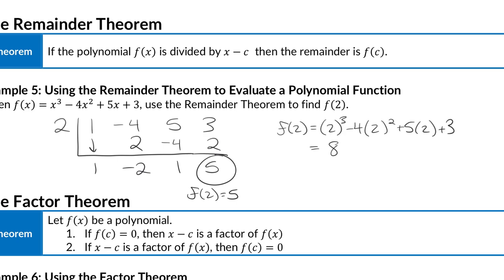2 to the third power is 8. 2 squared is 4. 4 times 4 is 16. 5 times 2 is 10 plus 3. 8 minus 16 is negative 8. 10 plus 3 is 13. Negative 8 plus 13 is 5. Oh, snap, that looks familiar. We got the same thing by simply synthetically dividing. Nice.